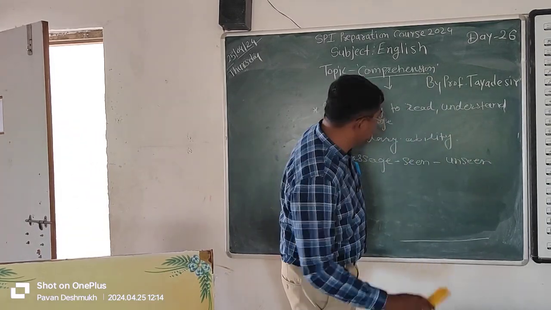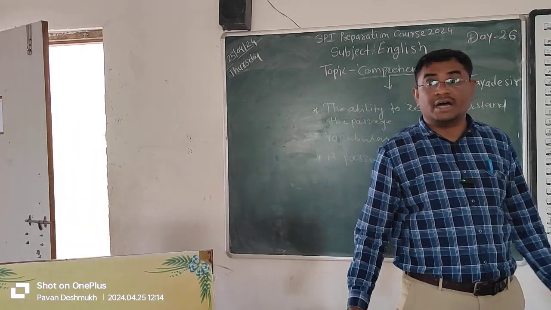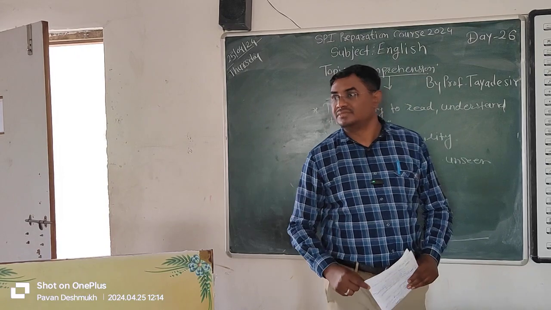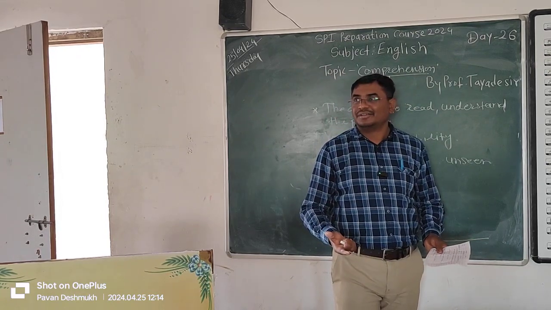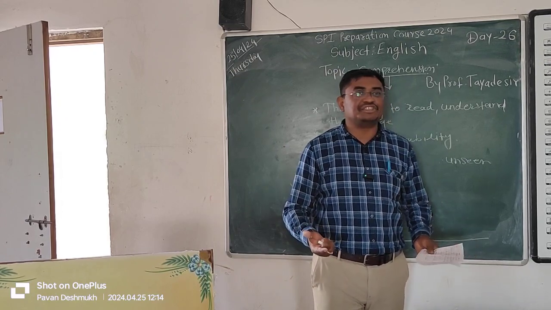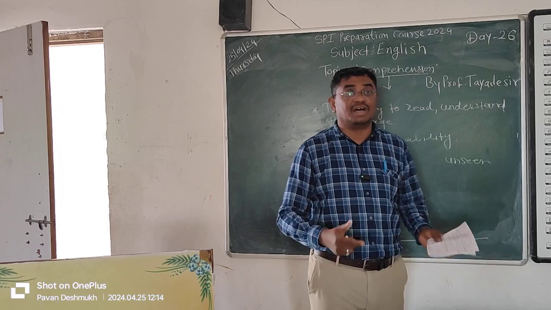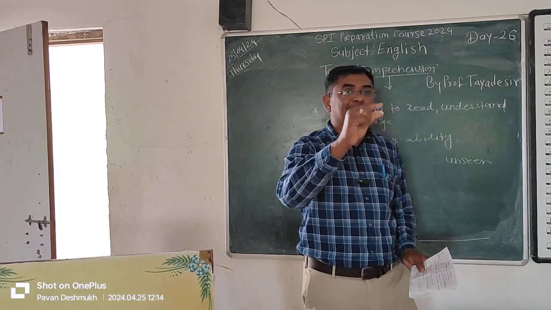Now, unseen is typically the opposite word of seen. Unseen means the passage which is unknown to us. Unknown to us means it will not come from any specific book.